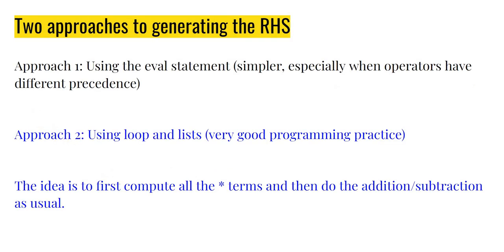It turns out that there are two approaches we can solve this. One is using the eval statement, which is in fact simpler, especially when we have these multiple different precedences. We'll look at it in a separate video. However, what I'm going to cover here is using loop and lists. And the reason I look at this is because this is a beautiful programming practice. It allows us to understand a lot about Python and logic in a very nice manner. So we are going to use this approach in this video. And the idea really is that, as we can imagine, first compute all the terms which have the star, which are the multiplication, and then do addition and subtraction. We'll see how we develop this.